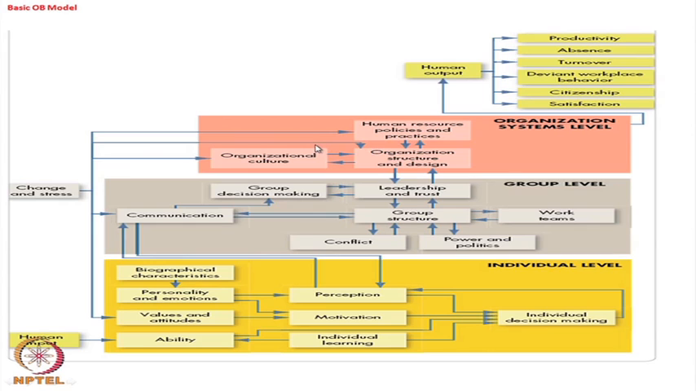So what you find over here is that though we will be studying each of these chapters, or each of these factors mentioned over here, separately for the sake of understanding them in detail, when it comes to individual behavior, group behavior or organizational behavior per se, it is the interaction of all these factors which helps behavior to happen. It leads to an output, human output, in the sense of productivity, absence, turnover, deviant workplace behavior, organizational citizenship behavior, or satisfaction, which we will be studying in forthcoming chapters. So the interaction among all these factors is very important.